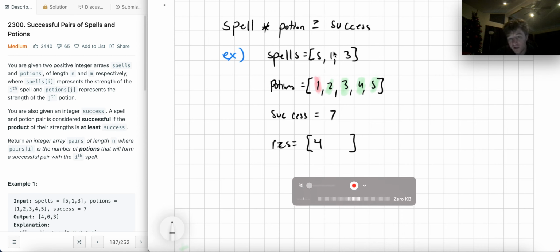Okay, but what about 1? 1 times potion has to be greater than or equal to success, which is 7. So 1 times 1 greater than 7, no. 1 times 2 greater than or equal to 7, no. 1 times 3, 1 times 4, 1 times 5, no. So all those are big fat zeros.